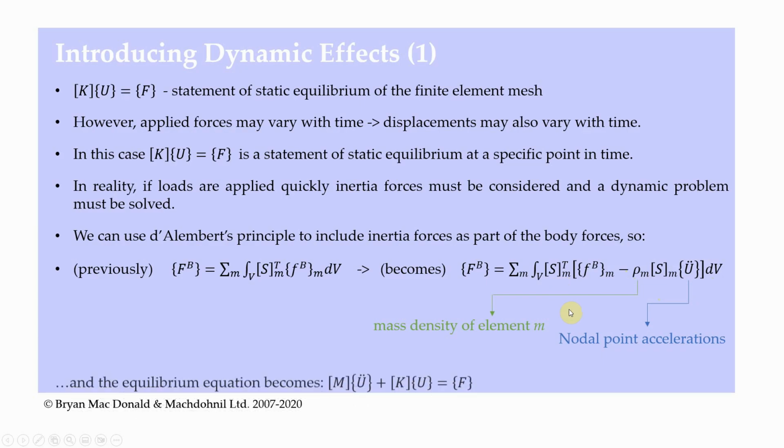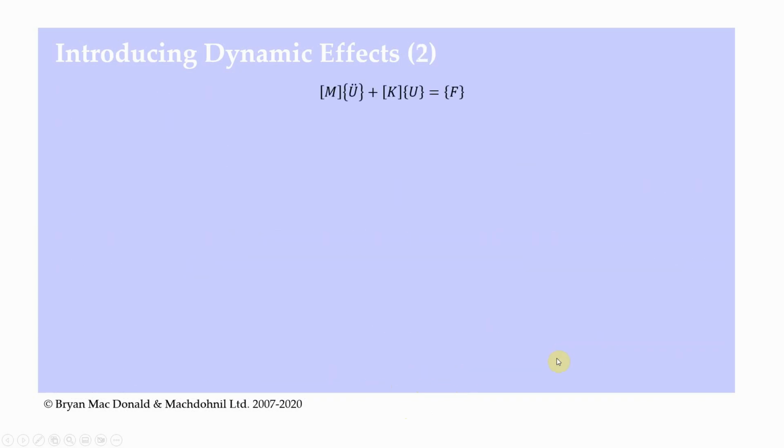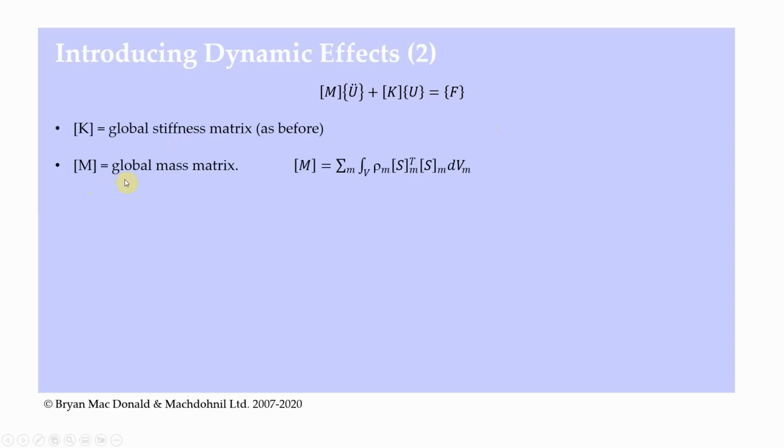So now our equilibrium equation becomes M u double dot plus K times U is equal to F. In other words, mass matrix times nodal acceleration vector plus stiffness matrix times nodal displacement vector is equal to the applied force vector. Where K is the global stiffness matrix as before, and now M is the global mass matrix.